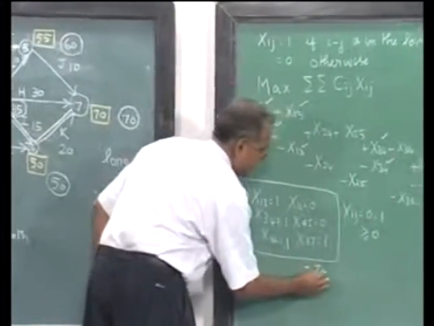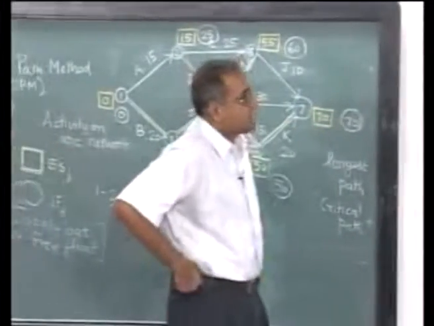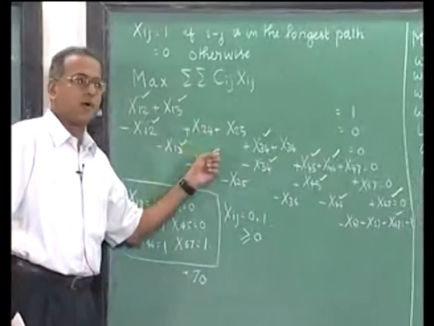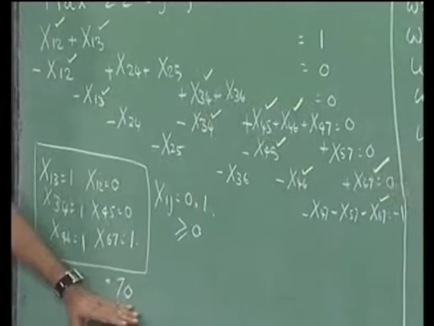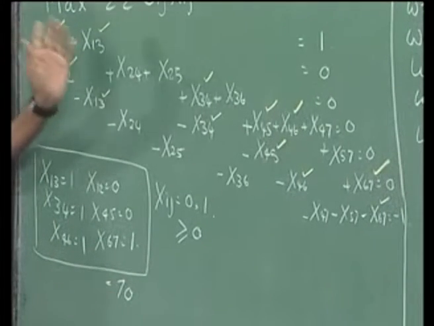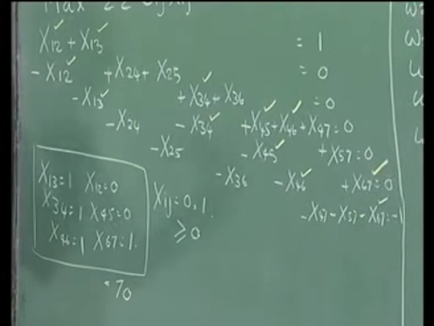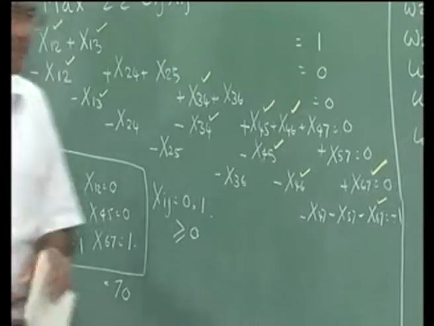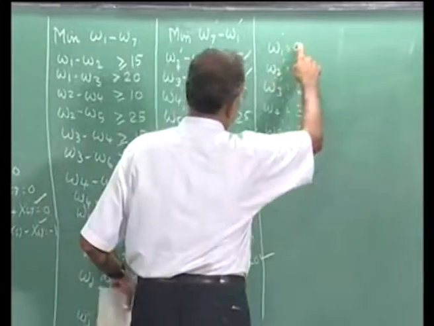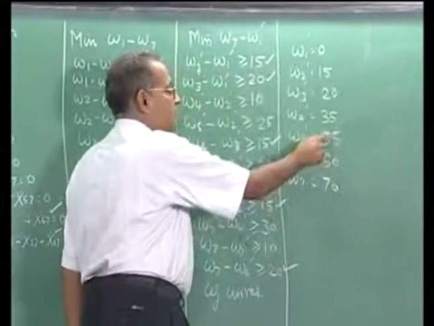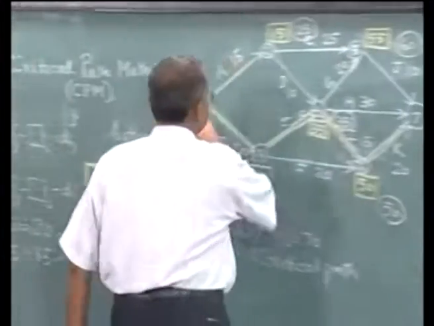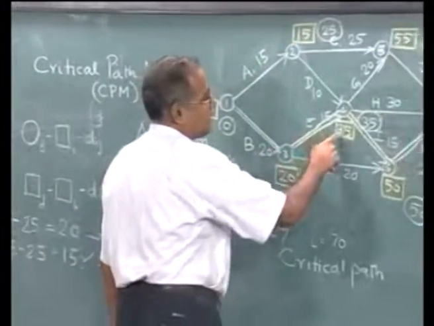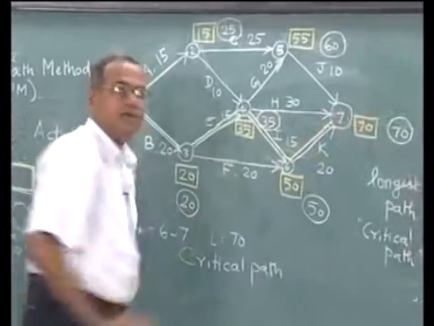So we have a dual feasible solution, we have applied complementary slackness, and we have got a corresponding primal feasible solution with the same value of the objective function. Therefore it is optimal to both the primal and the dual respectively. Now this also shows that whatever we computed as 0, 15, 20, 35, 55, 50, 70 are the labels that we have here.